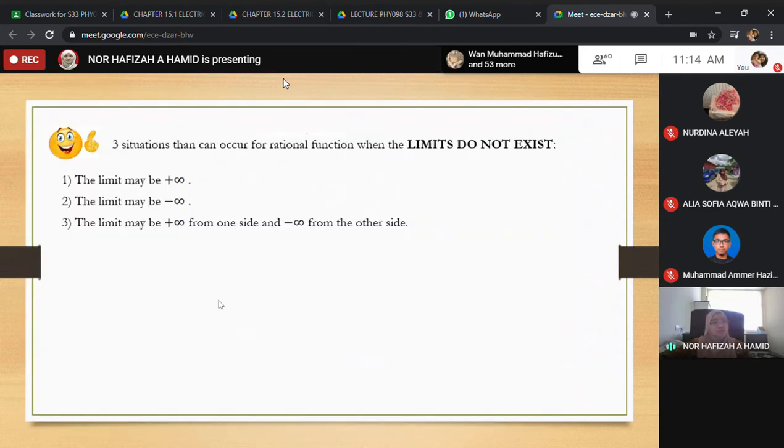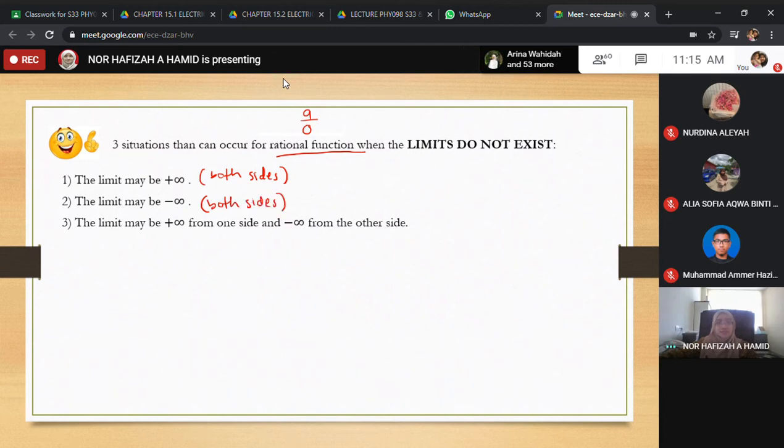So 3 situations can occur for a rational function in terms of a over 0, where limits do not exist. First, it can be positive infinity, which means we consider both sides as positive infinity. Or we have negative infinity on both sides. Or we have positive infinity from one side and negative infinity from the other side. So this refers to case 1, case 2 and case 3.